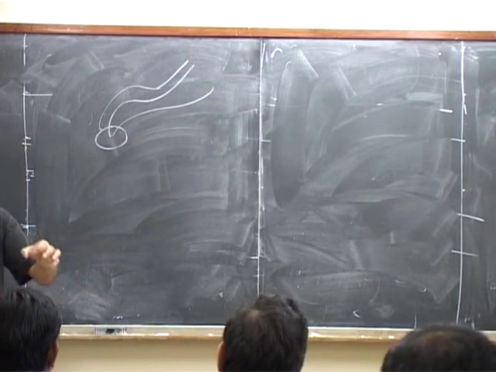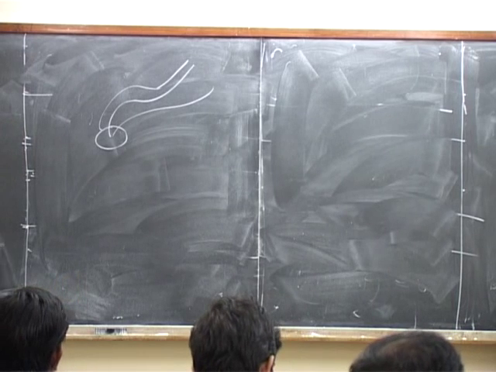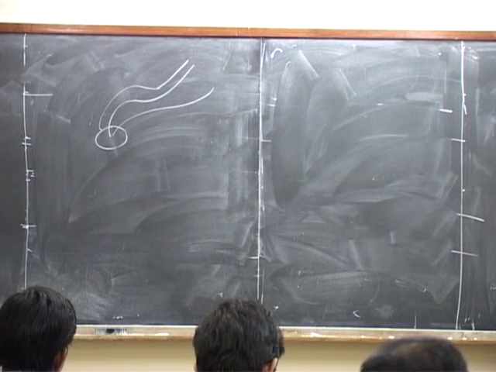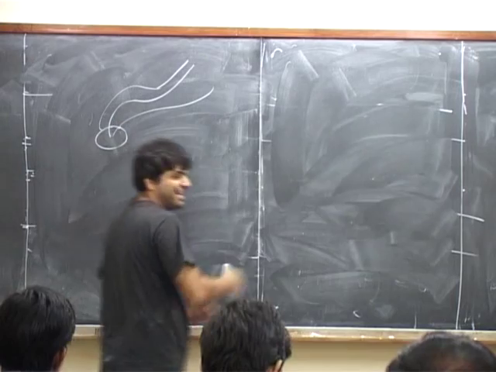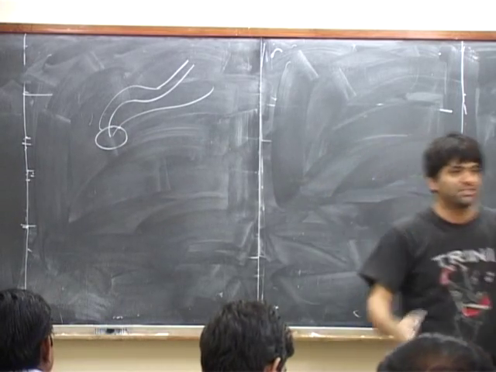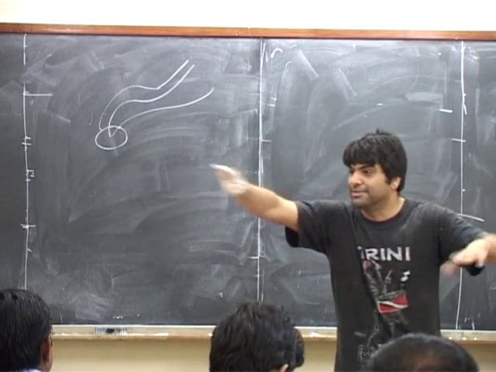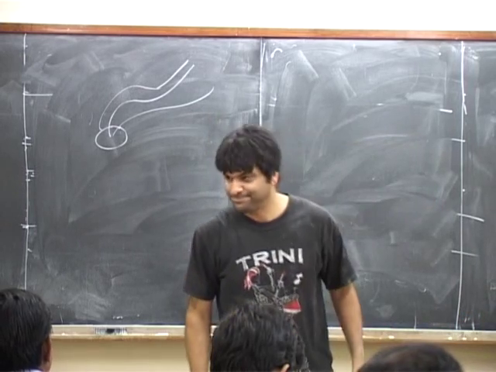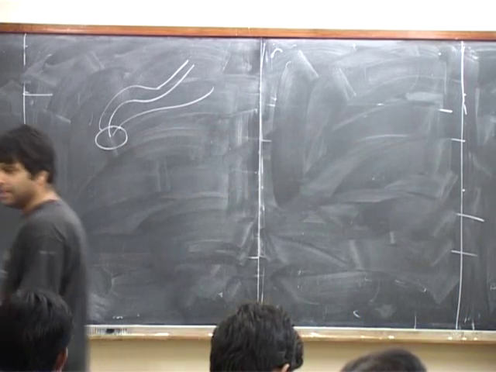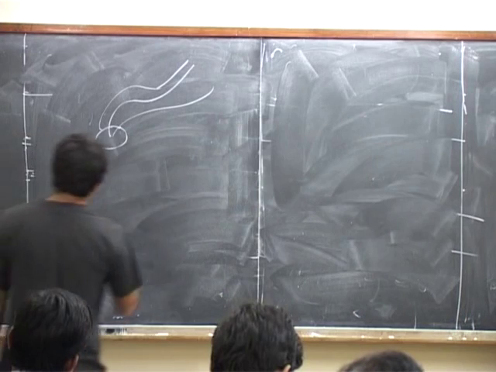So you can think of the world volume of a string as a little cylinder in space-time. Okay? And what we want to do is write down an action for the motion of the string. So an action that depends on the world volume, the cylindrical world volume of the string. Okay? So first let's hit upon some parameters.